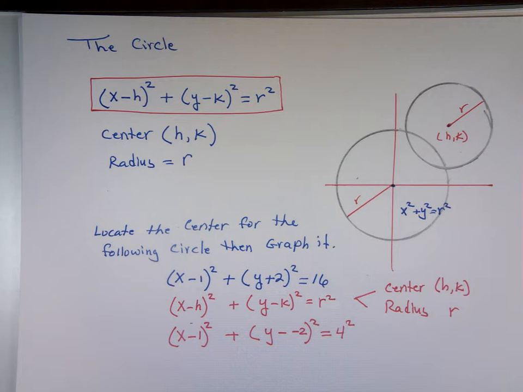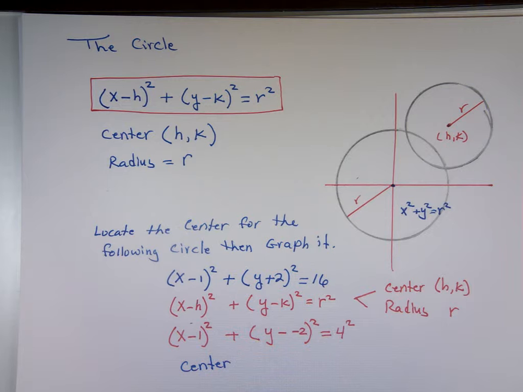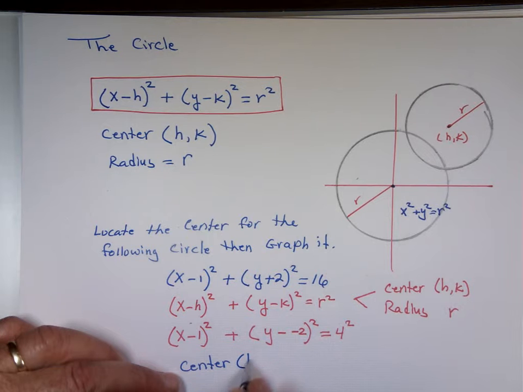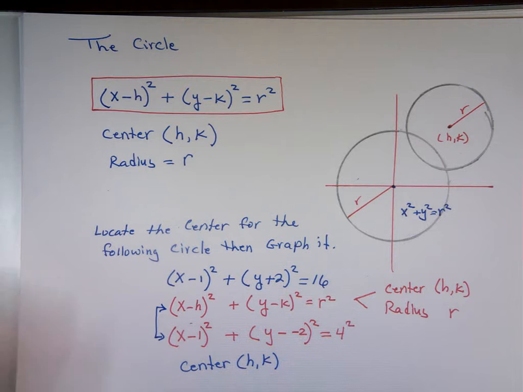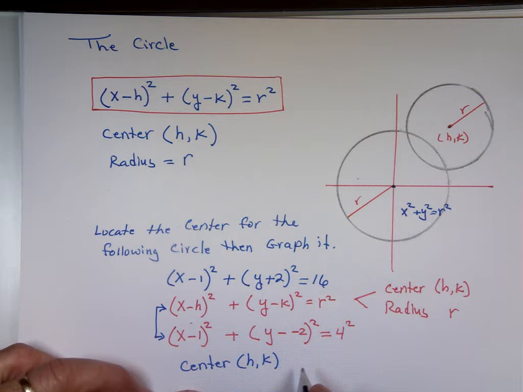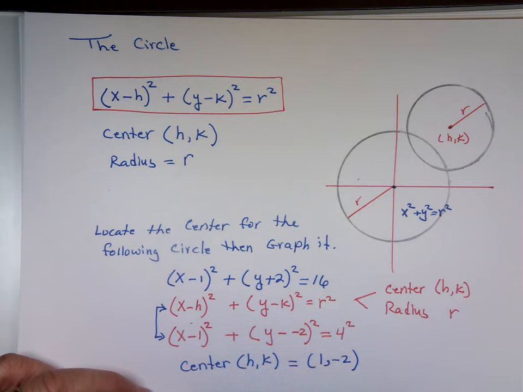Now I know my center and I know my radius. The center is where? What is h here? The center is supposed to be h comma k. When you compare the two of them, what is h and what's k? Negative 2 is k and 1 is h, not negative 1. So the center is at 1 comma negative 2. And the radius r is going to be what? 4.